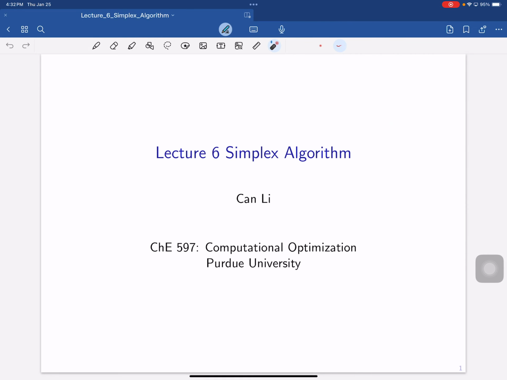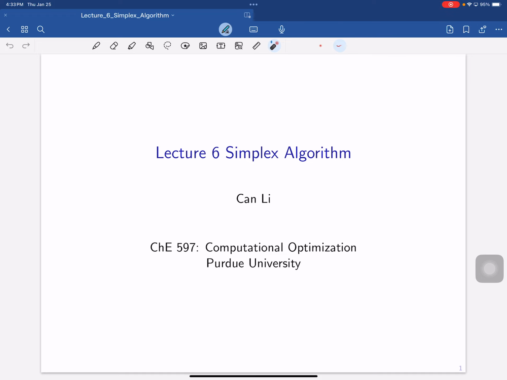Okay, so we are going to talk about the most popular algorithm to solve linear programming in this lecture. But in order to do that, we need some of the concepts we taught in the previous lecture in the polyhedral theory. Because it's a Zoom lecture, I think just to remind people of the main concept in polyhedral theory.